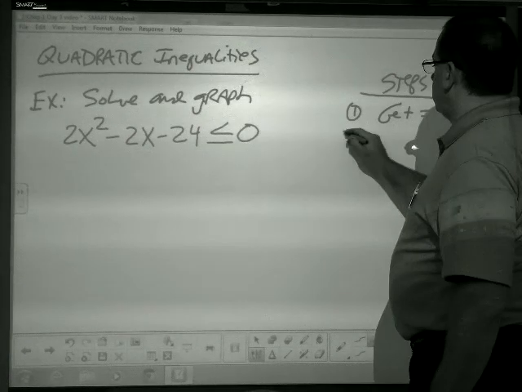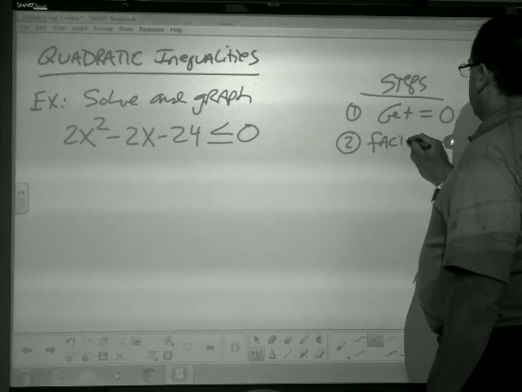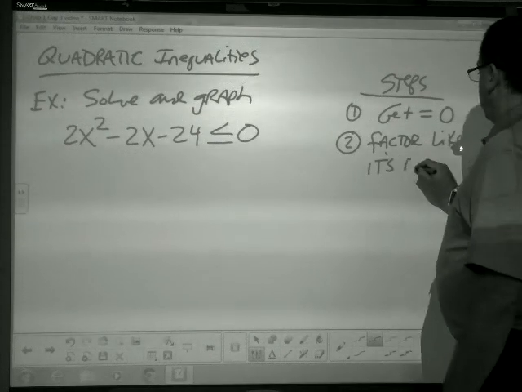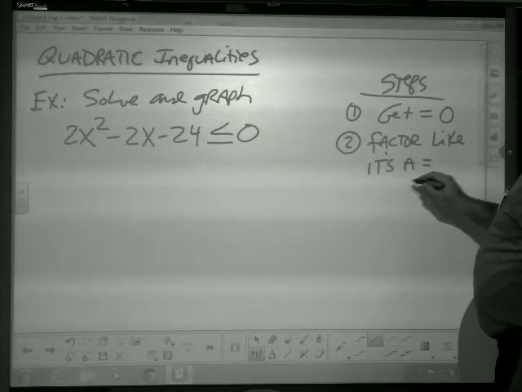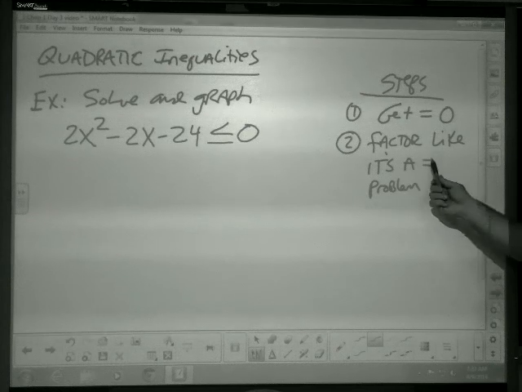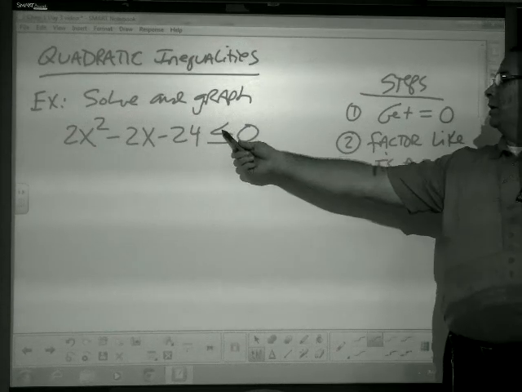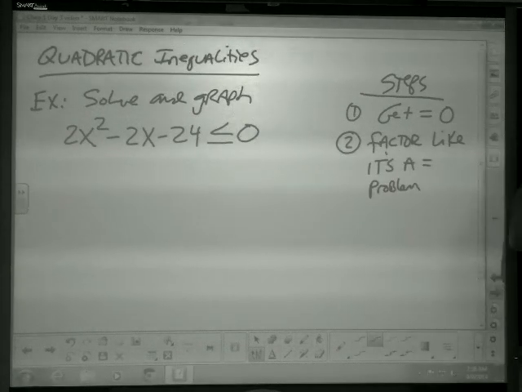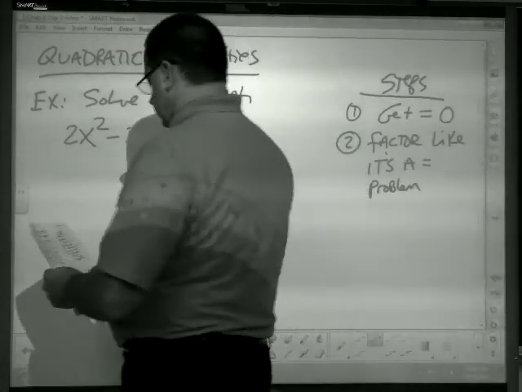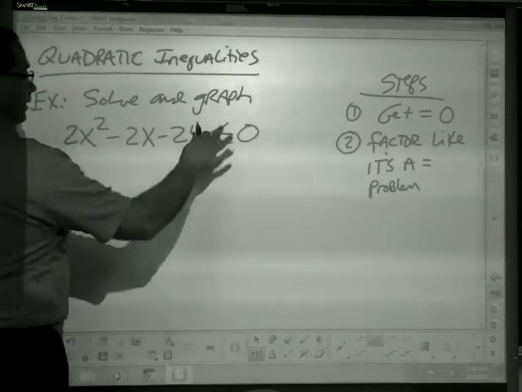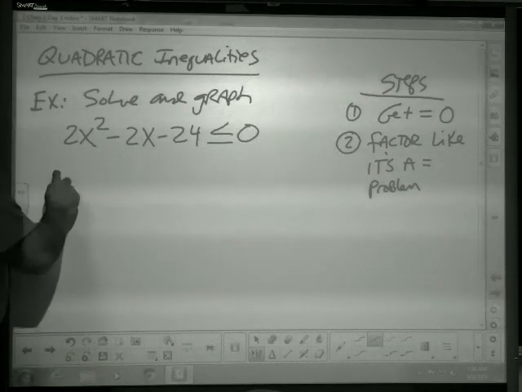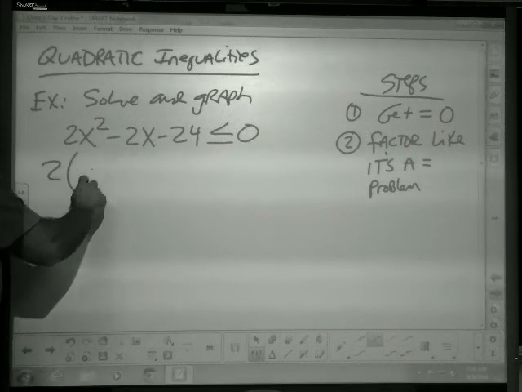Next thing we're going to do is factor like it's an equals problem, not an inequality. Just factor it like it's a regular equals problem. Okay? So ignore this side. Let's factor. Ooh, I see a GCF I can take out first. So I'm going to take out a 2.